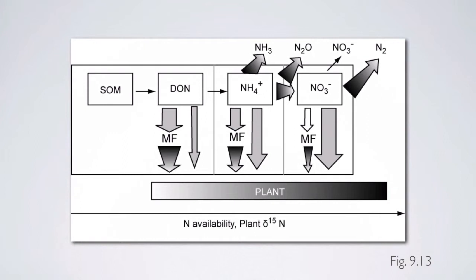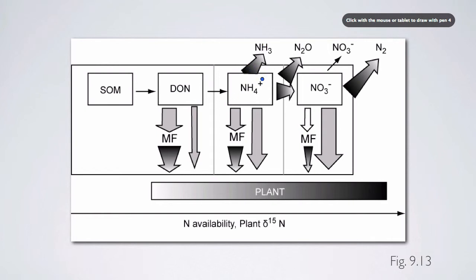To summarize it, here's figure 9.13. And this again is a real basic representation of the nitrogen cycle. You have soil organic matter that generates dissolved organic nitrogen, ammonification that generates ammonium, and then nitrate during nitrification. These arrows right here that are relatively large and have gradations on them represent fractionation. So when there's ammonia production, N2O production during nitrification, or gaseous nitrogen loss, or nitrification, these are all discriminating steps.